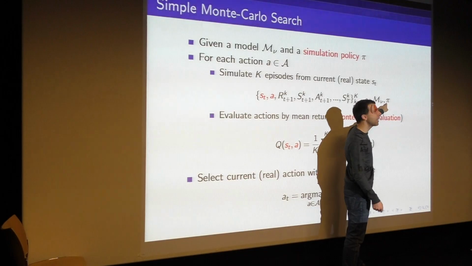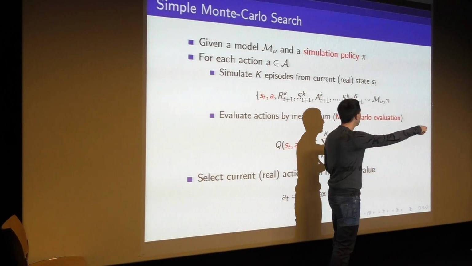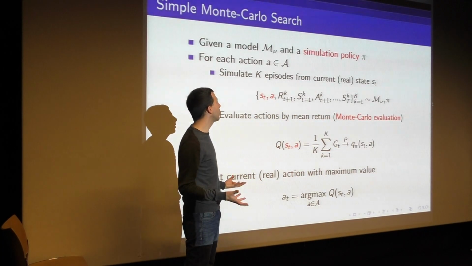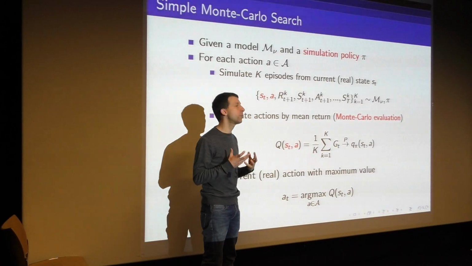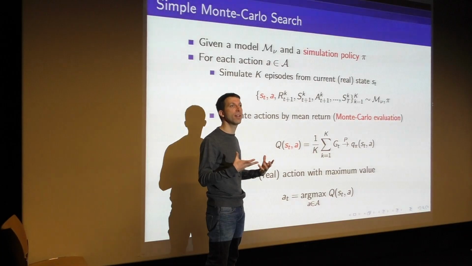policy. So we're going to pick actions according to our own simulation policy. We're going to see how the world transitions by using our model. And then we're just going to evaluate each of these actions in the simplest possible way by Monte Carlo evaluation, which just means we take the mean of the returns.